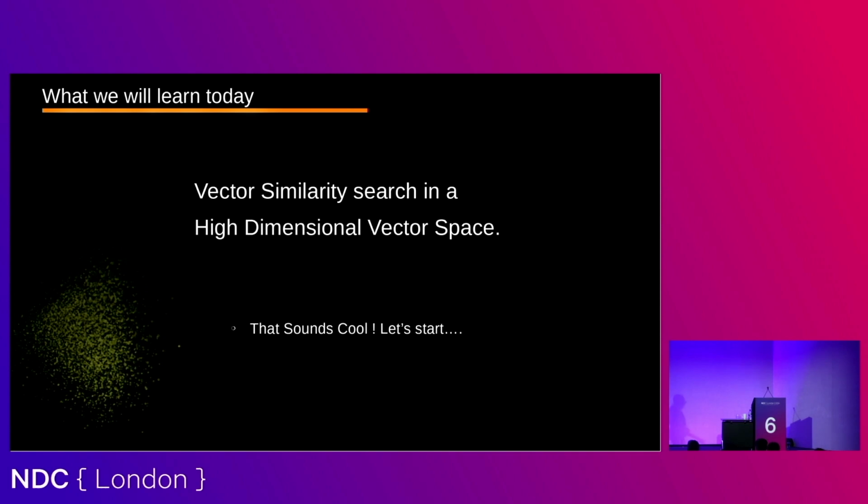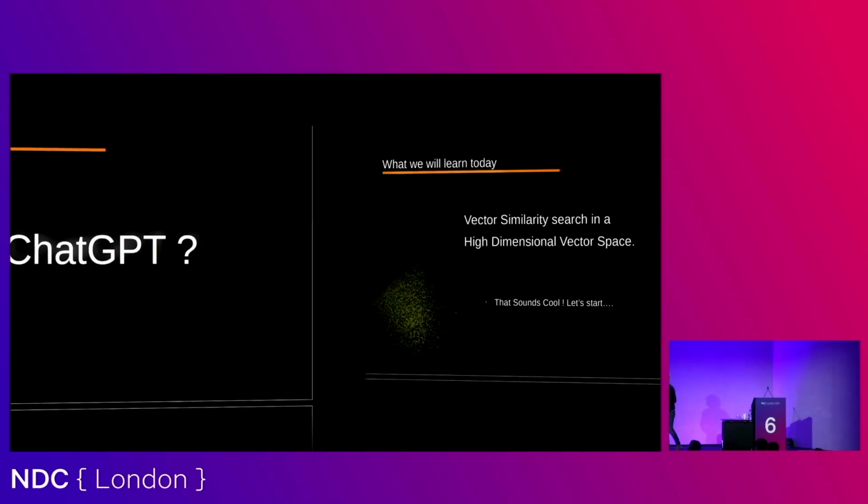All of this is not as complicated as it sounds. Let's jump into this and see what this means. What is vector similarity search, and what is a high-dimensional vector space, or vector space in general? Let's jump into this and see what we can do.